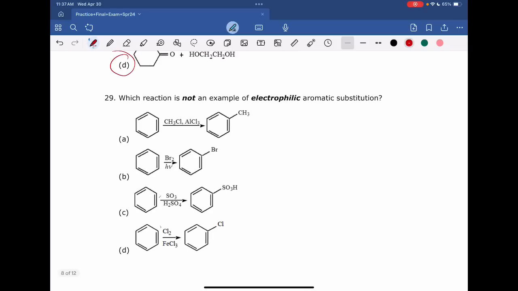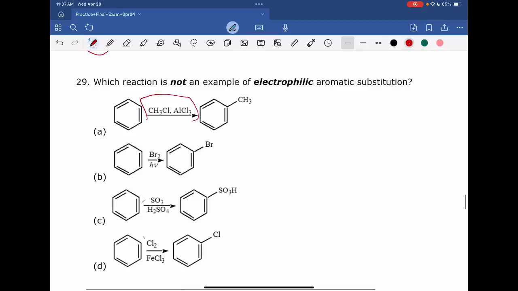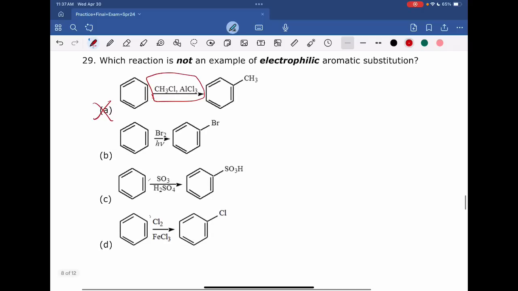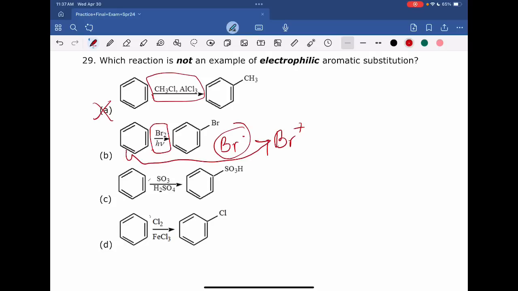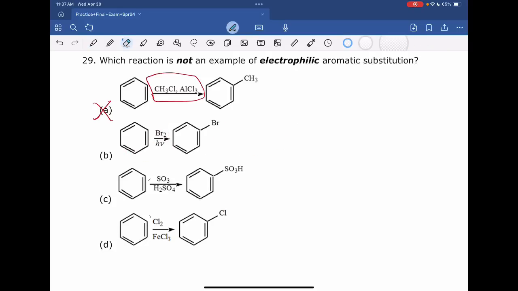Which one is not an example of EAS? Okay. First one is Friedel-Crafts alkylation, that is EAS, so it's not A. Oh, it's B. We know that you can brominate a ring through EAS, but these reagents are not EAS reagents. This is just going to make a bromine radical. And you don't do EAS through radicals like that. You need a bromine with a positive charge so that the ring can go and attack it, but not a radical. So this is not an EAS reaction. It's B.